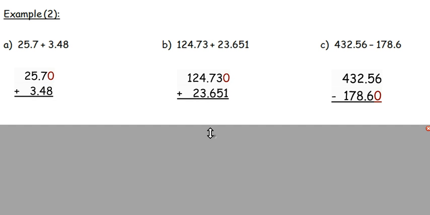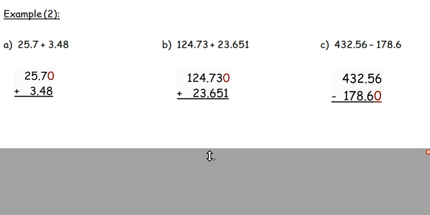Now you can pause the video and try these 3 on your own. And then you can unpause the video to see if you've done it correctly. So I've lined up my decimals. I've used a 0 as a placeholder. 8 plus 0 is 0. 7 plus 4 is 11. Carry my 1. Put your decimal in line. 5 plus 3 is 8. Plus 1 is 9. And 2 plus 0 is 2.